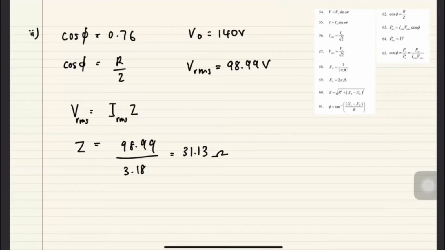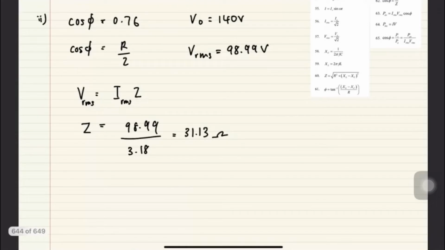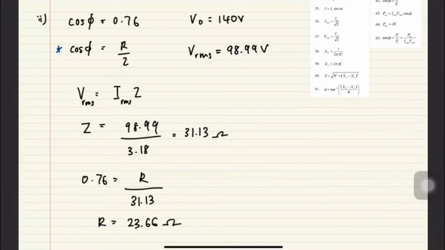Okay, once I got this one, I can substitute back inside the earlier equation. 0.76 is equal to R divided by 31.13. So R here is equal to 23.66. Okay, and the unit will be ohm. Do you understand or not?